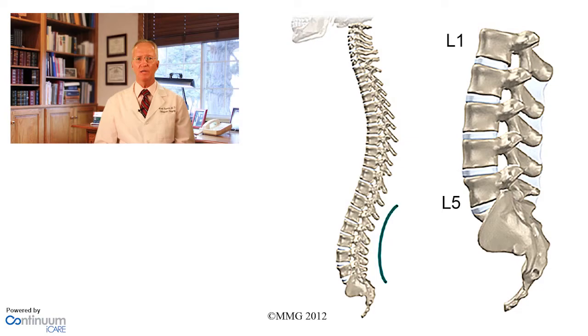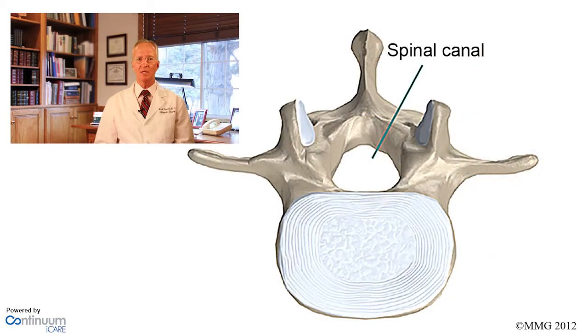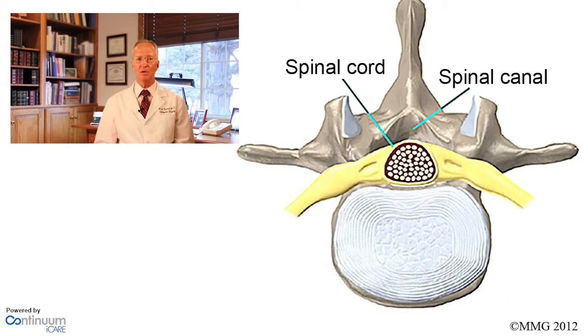These 5 vertebrae line up to give the low back a slight inward curve. The lowest vertebra of the lumbar spine, L5, connects to the top of the sacrum, a triangular bone at the base of the spine that fits between the 2 pelvic bones. The back portion of the spinal column forms a bony ring.